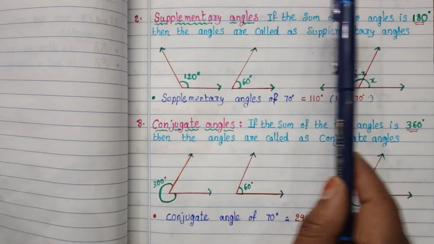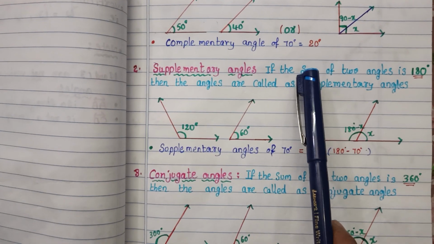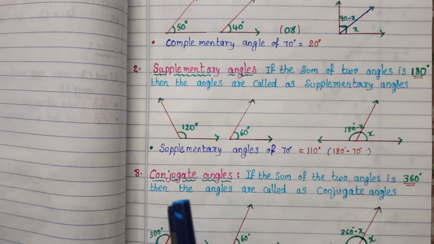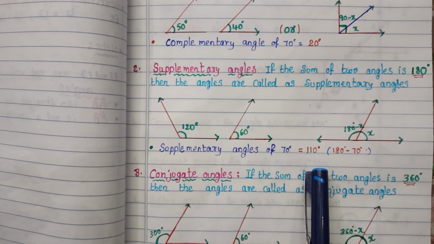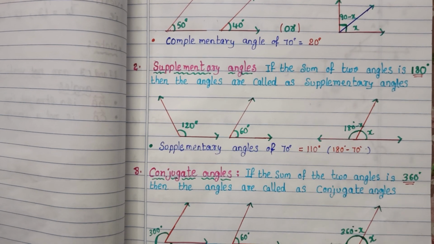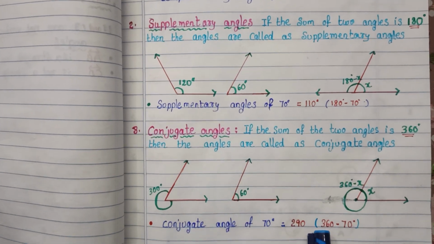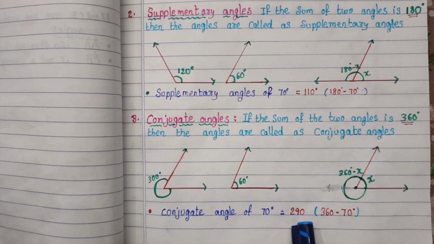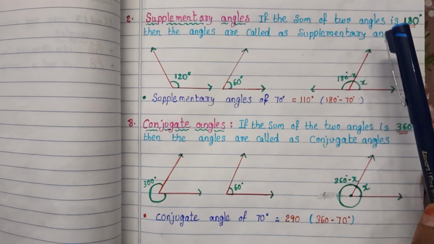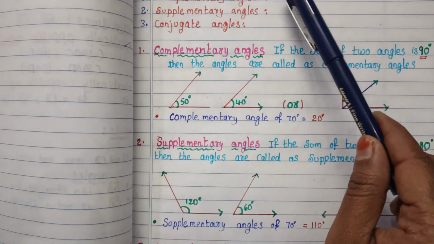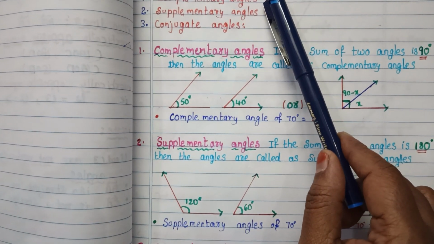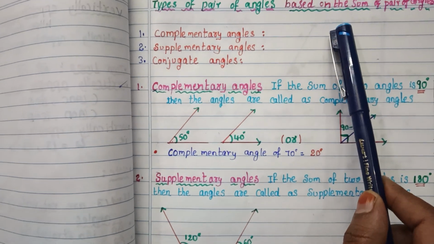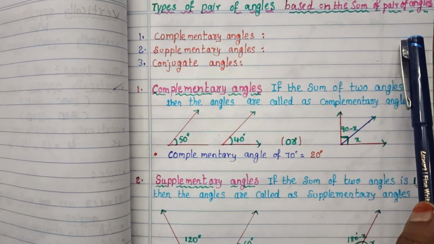Here, what is the complementary angle of 70? 90 minus 70, 20. Here, the supplementary angle of 70 is 180 minus 70. Here, the conjugate angle of 70 is 360 minus 70, 290. These are the three kinds of pairs of angles depending upon the sum of pairs of angles.